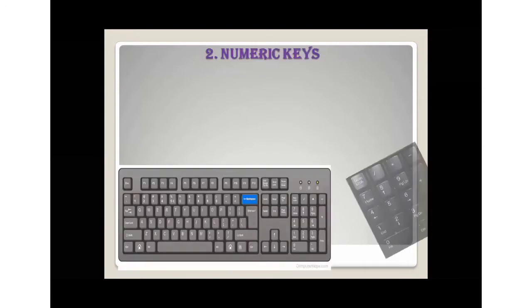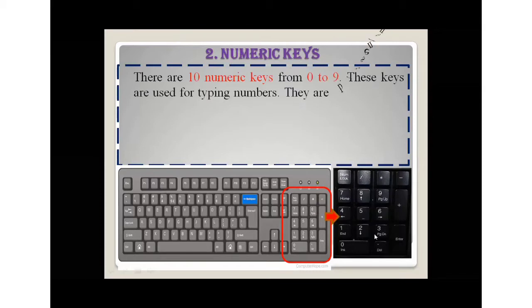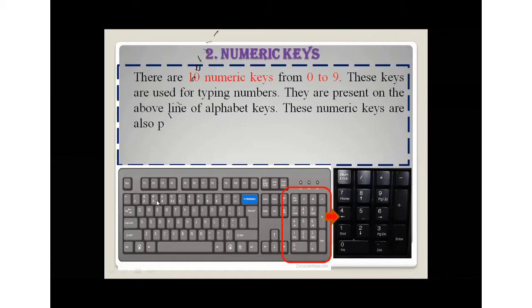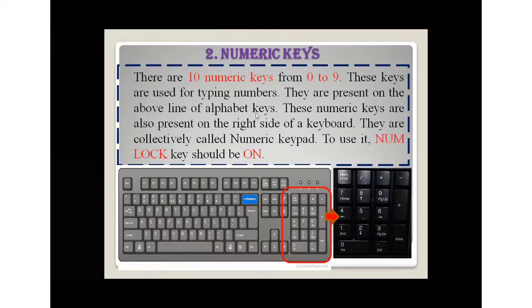Next is about the numbering keys. Here are numbers 0, 1, 2 to 9, and here also the numbering keys are there, 1, 2 to 9 and 0. There are 10 numbering keys from 0 to 9. They are used only for typing numbers. You cannot type alphabets here.